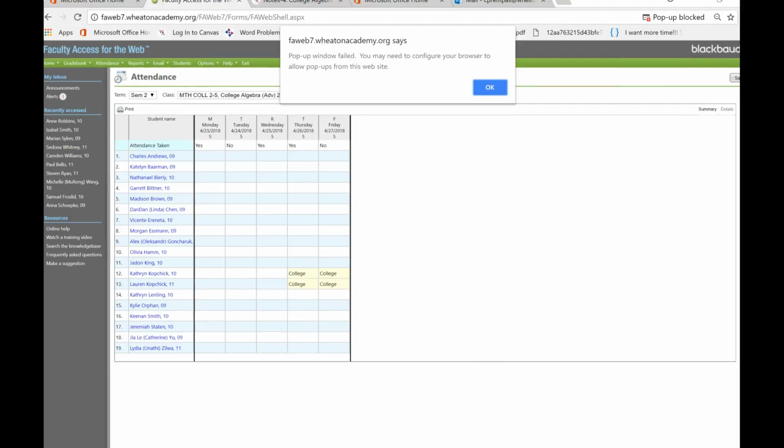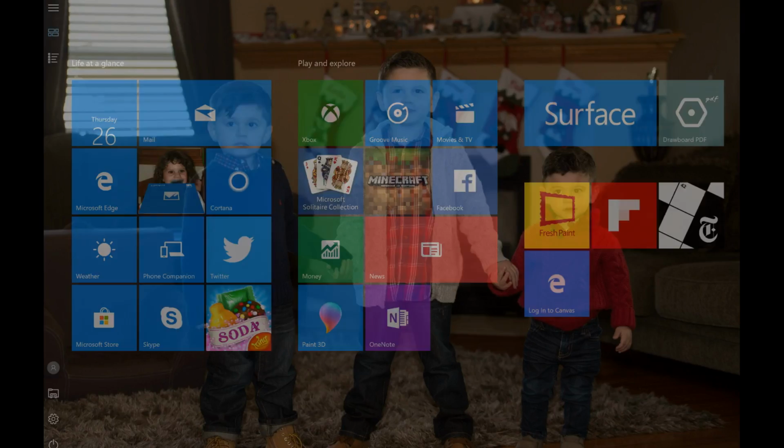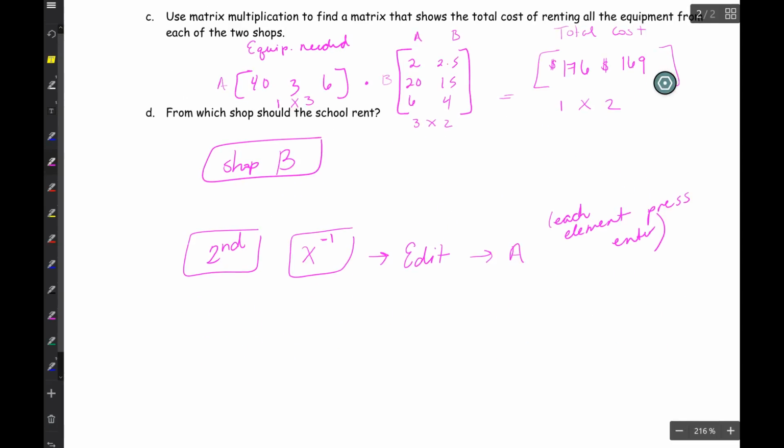So how do we get out of any screen? Do you guys remember? Second mode will quit out of the screen. And that will allow us to go back in and edit matrix B.